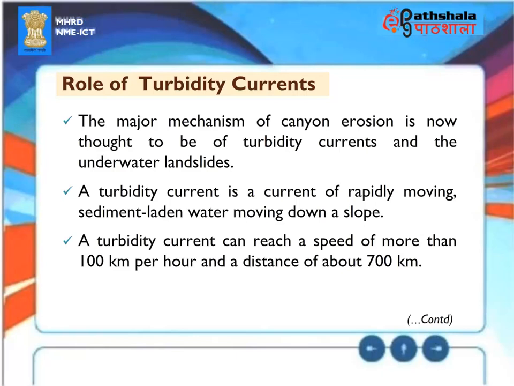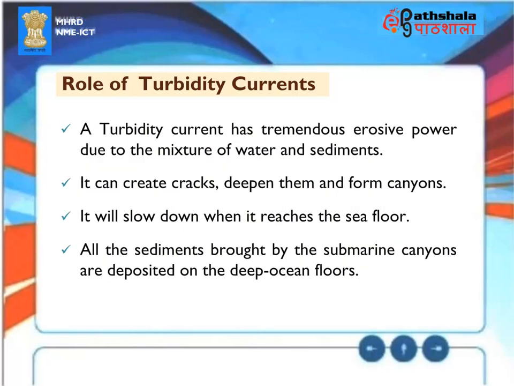The major mechanism of canyon erosion is now thought to be turbidity currents and underwater landslides. A turbidity current is a current of rapidly moving, sediment-laden water moving down a slope. A turbidity current can reach a speed of more than 100 kilometers per hour and a distance of about 700 kilometers. It has tremendous erosive power due to the mixture of water and sediments. It can create cracks, deepen them, and form canyons. It will slow down when it reaches the seafloor. All the sediments brought by the submarine canyons are deposited on the deep ocean floors.